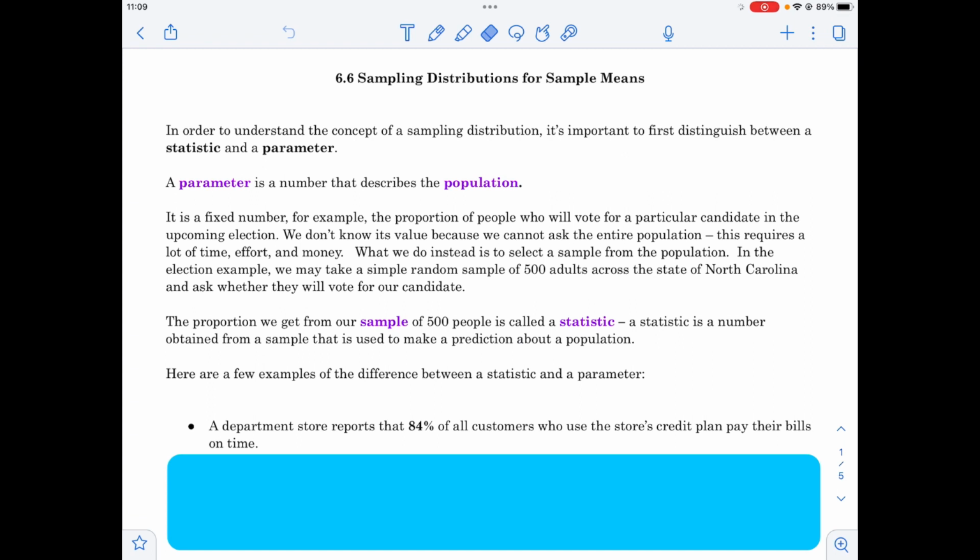So there's an example about voting. Obviously we can't question every voter. It takes a lot of time and effort and money. So instead we do a sample. Like they do exit polls, maybe they do a random sample of 500 adults across North Carolina, and what they get is actually a statistic. That's the number obtained from a sample that is used to make a prediction about the whole population. That's usually what we do as researchers because it's less time-consuming and a little bit more manageable.